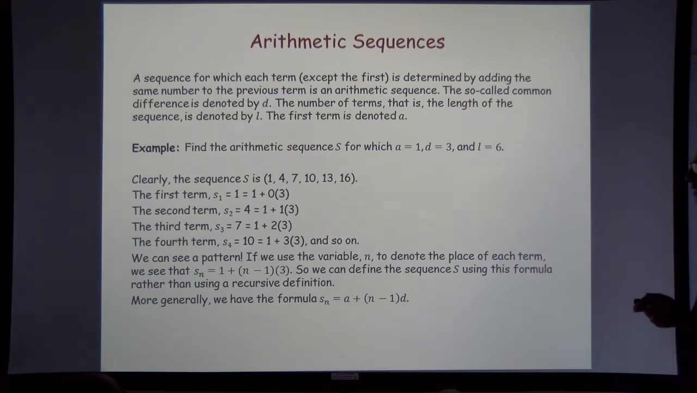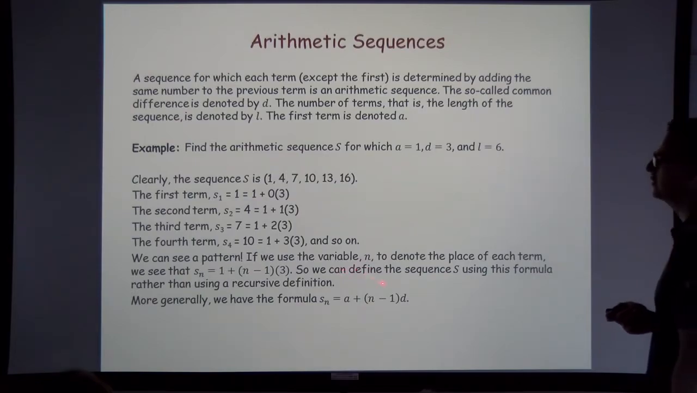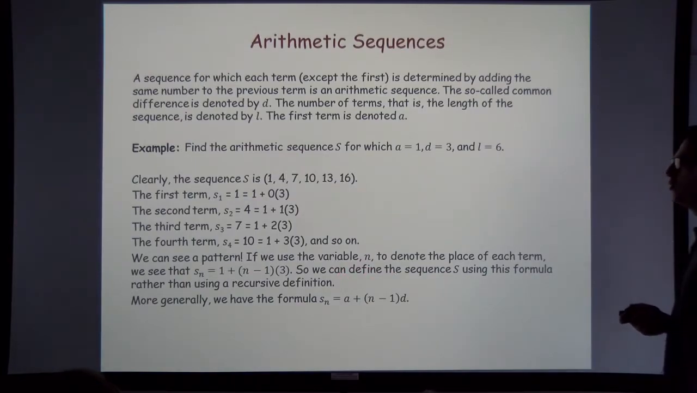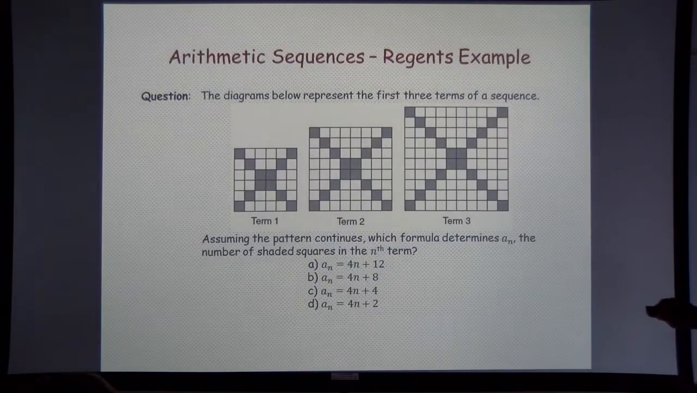So we can see the pattern. If we use the variable n to denote the place of each term, we see that Sn equals 1 plus n minus 1 times 3. So we can define the sequence using this formula rather than using a recursive definition. More generally, we have the formula Sn equals A plus n minus 1 times D.